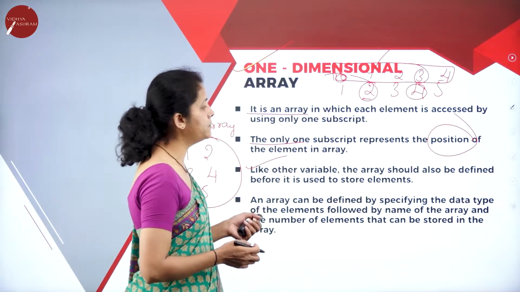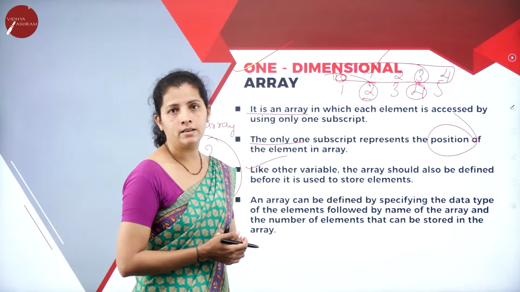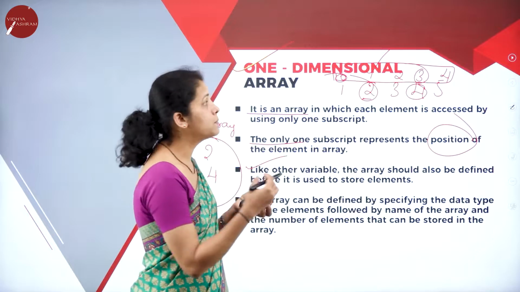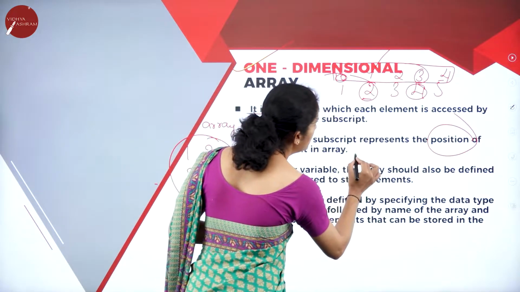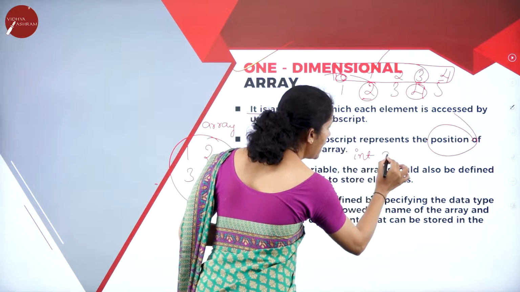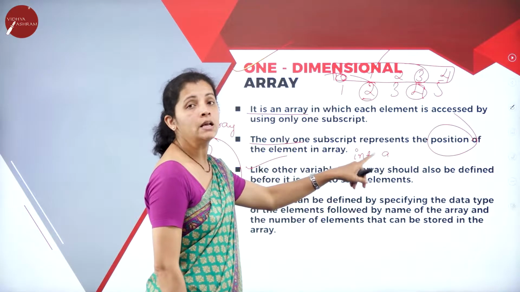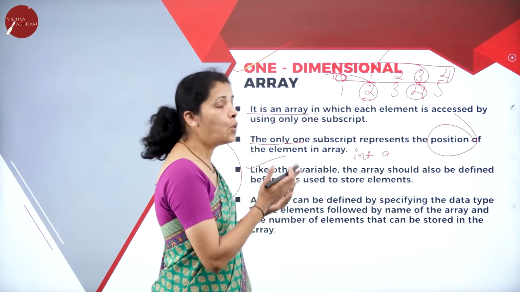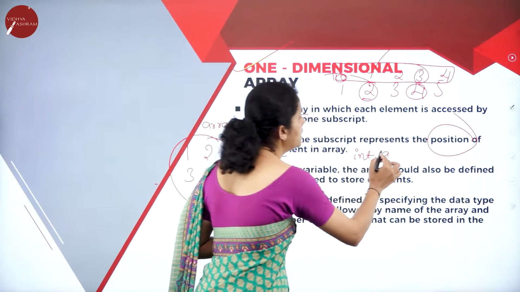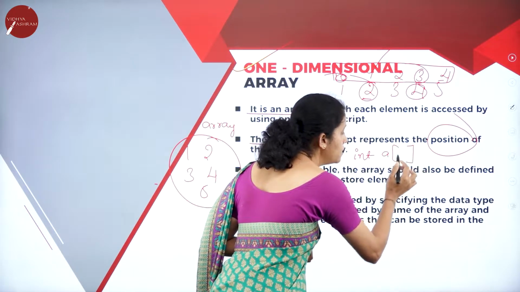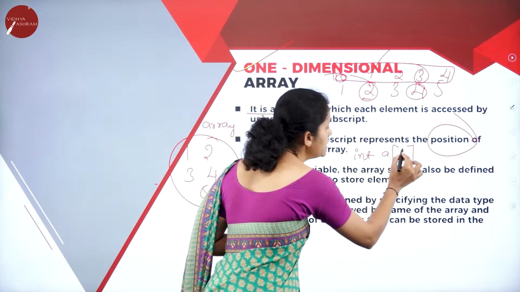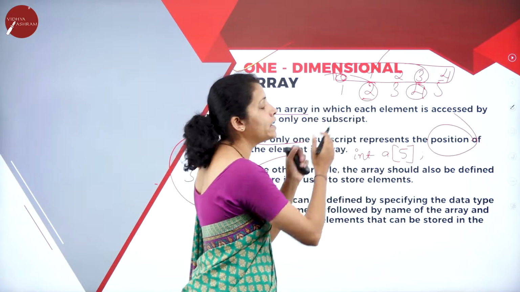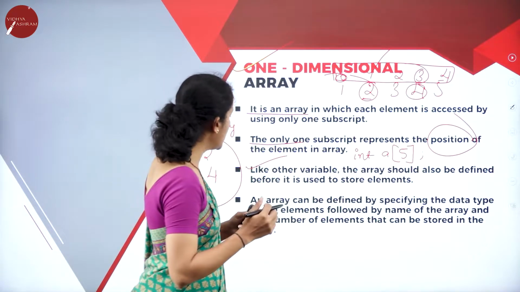Like other variables, an array should be defined. Suppose I want to create an array; I'm going to create it like other variables. For example, if I write int a, then this variable is capable of holding only one value. But if I want to hold a collection of values or elements, then I'm going to specify the size inside the square bracket.